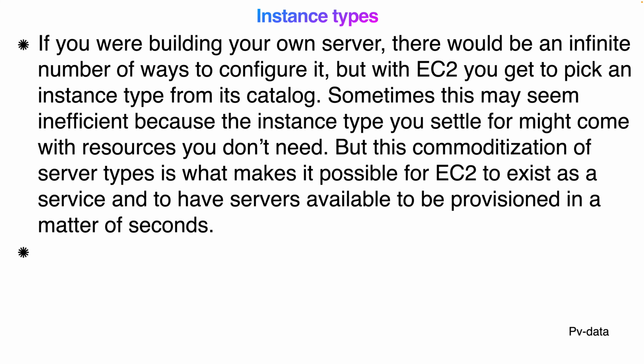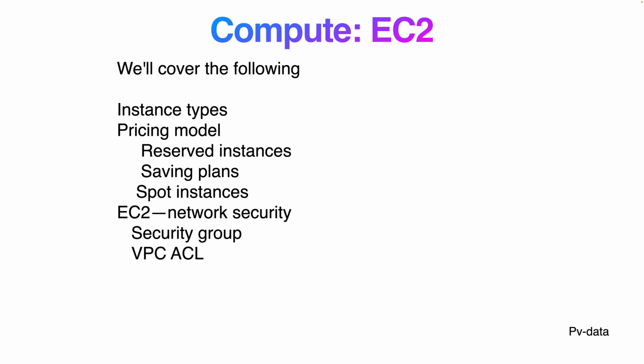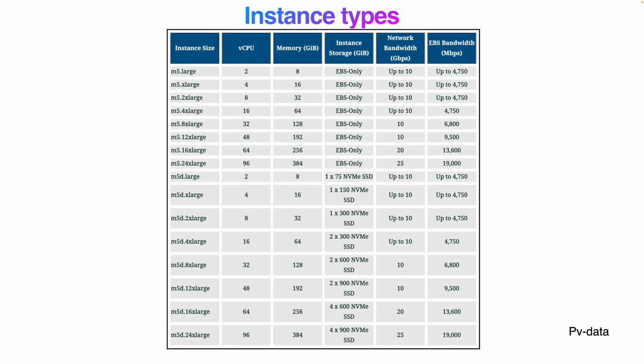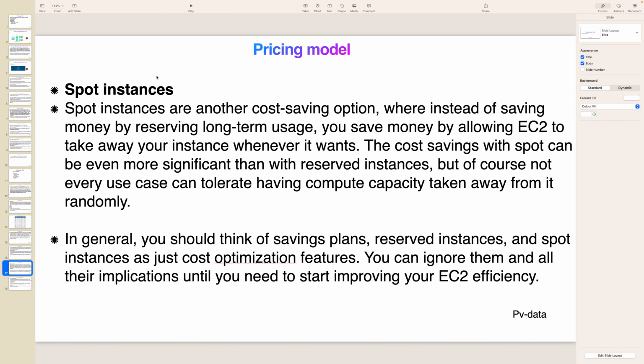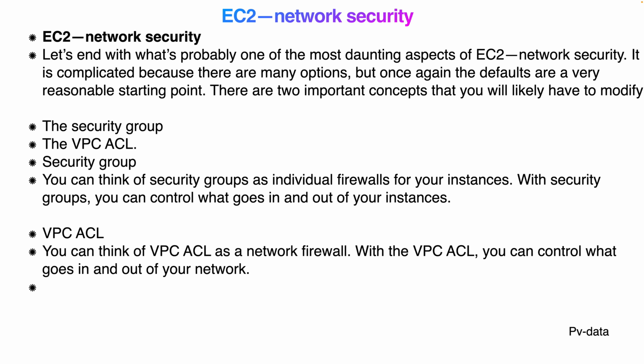The next part we discuss is EC2 network security. So let's talk about EC2 network security. Let's end with probably one of the most dominating aspects of EC2 network security. It's complicated because there are many options, but again the defaults are a very reasonable starting point. There are two important concepts that you are likely to modify: security groups in your AWS, and VPC ACL. These are very important parts of any cloud security.